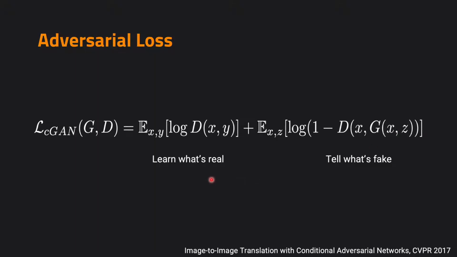Of course, the formalization of the loss is also changed a little bit from the general GAN to the conditional GAN. Here, as I showed in the previous picture, the discriminator takes two inputs. One is the input for the generator, and the other is the desired output. Then the discriminator should learn what is the real data, what is the real output. And then, on the other hand, it will try to tell what is fake.